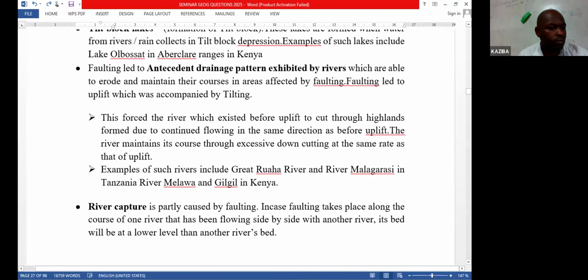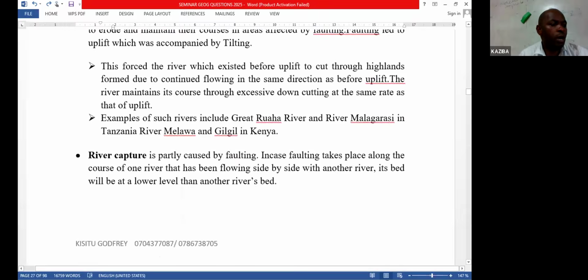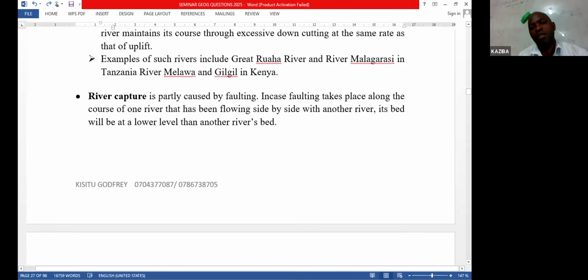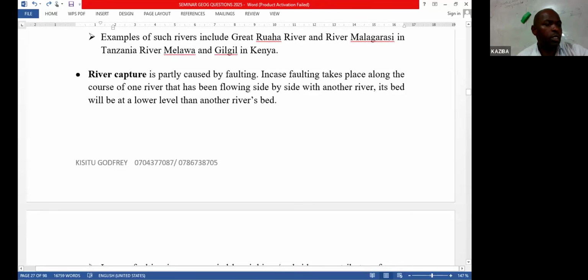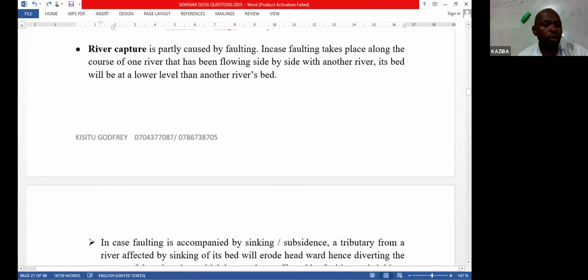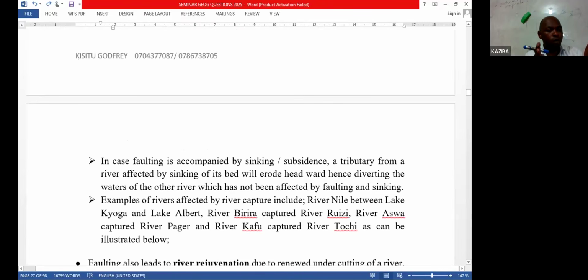Then we have river capture. River capture can take place as a result of faulting. I think they told you what they mean by river capture. You have two rivers flowing in the same direction. Then if one land is uplifted and another remains down, chances are high that the river on a higher elevation will be forced to flow and join the other river, which is at a lower elevation.